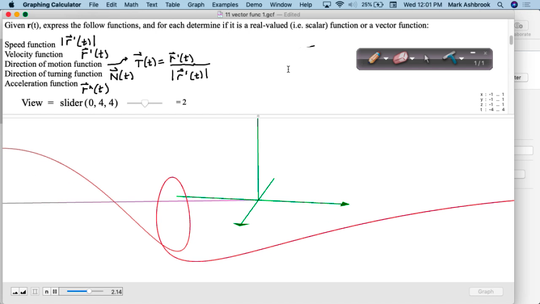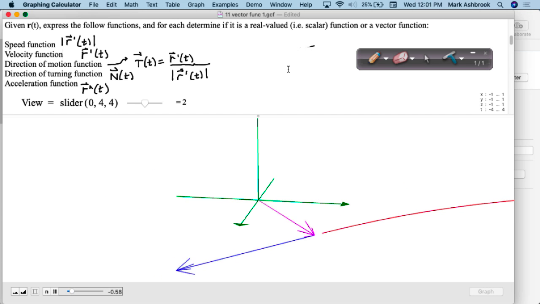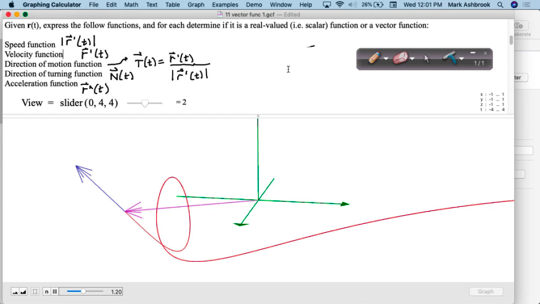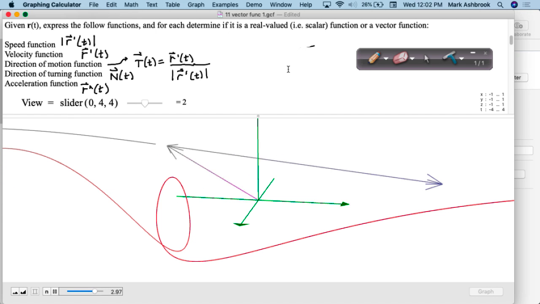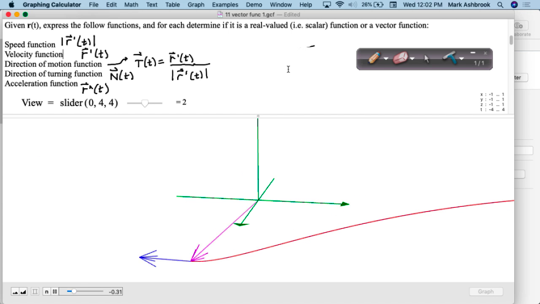Direction of motion, is it the unit tangent, is it T? Why is it not the unit tangent? It's changing magnitude, right? The magnitude of that vector is showing. So the blue vector is showing direction, but also showing how fast the point is moving with respect to time. So what is that?